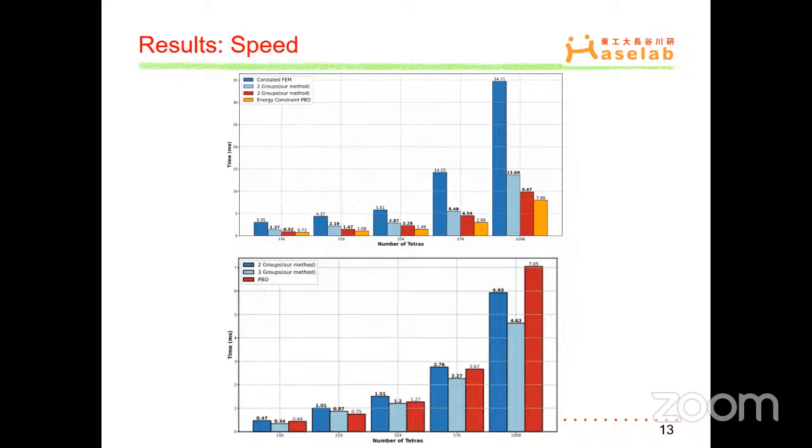To measure the speed, I used the two groups and the three groups for our method and compare it with the unaccelerated correlated FEM and another related method by position based method, which is called the energy constraint PBD. We select a different number of tetras and obtain the results of calculation speed. We can say that we significantly accelerated the correlated FEM for our simple cantilever beam.